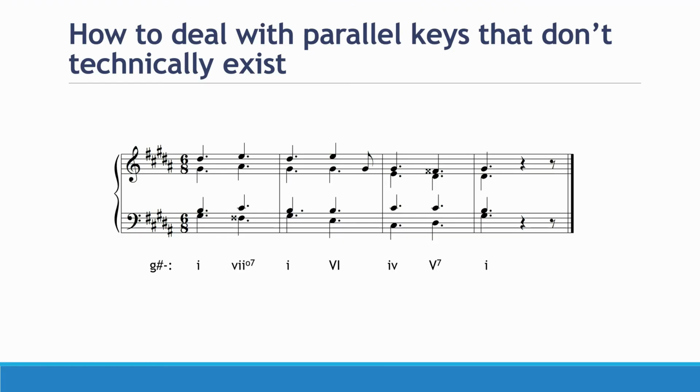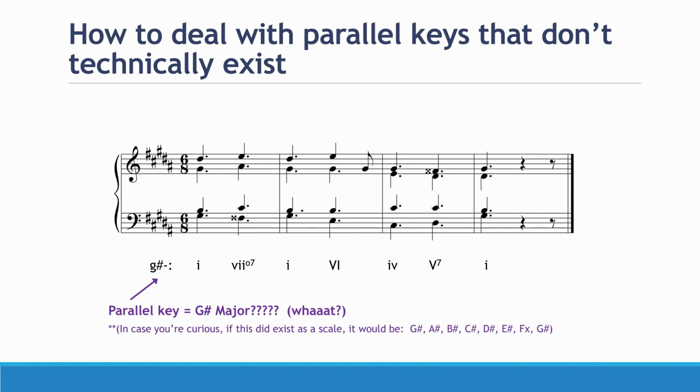Another problem you can sometimes encounter is that sometimes you go to mode mixture, but the parallel key doesn't actually exist. To demonstrate this concept, I've taken the progression we've just worked on and I put it into G sharp minor to start. In G sharp minor, if we want to think of borrowing chords from the parallel key, well, technically the parallel key would be G sharp major, but G sharp major doesn't actually exist in real life. It doesn't really have a valid key signature.